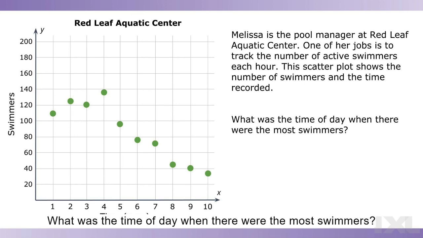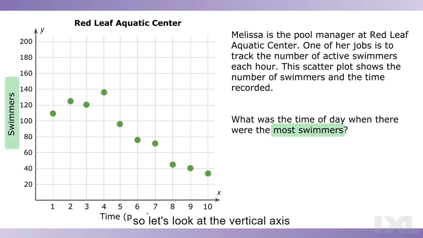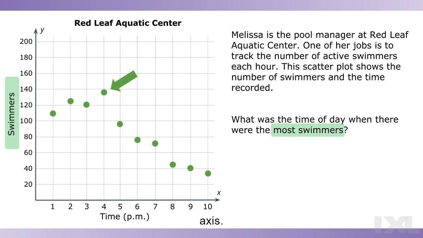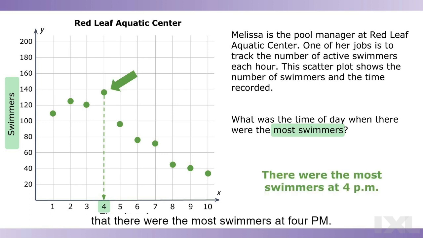What was the time of day when there were the most swimmers? We need to find the largest number of swimmers. So let's look at the vertical axis since it plots the number of swimmers. It looks like this point indicates the largest number of swimmers since it is the highest point on the y-axis. If we track down from that point to the x-axis, we see it aligns with 4 p.m. We can now say that there were the most swimmers at 4 p.m.